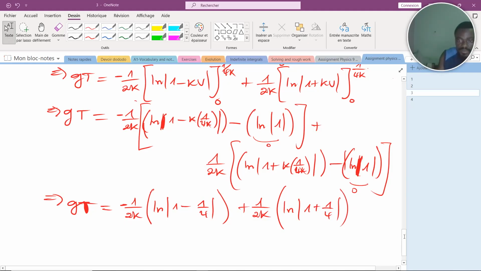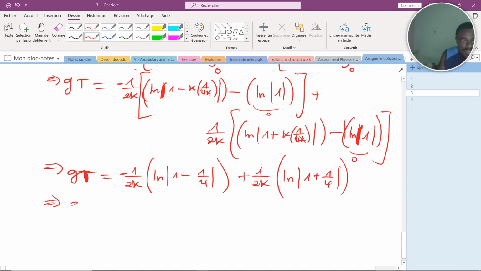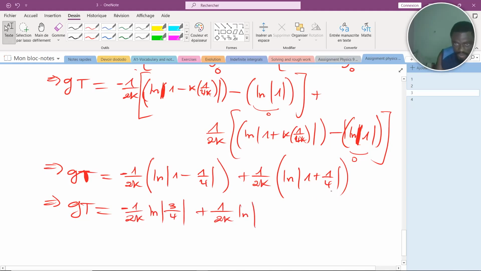Okay, perfect. So this implies our g capital T will be equal to, let me first simplify this. I'll have minus 1 all over 2k ln of the absolute value of what? 4 times this will give 4, minus this gives 3 on 4. So I'll have absolute value of 3 on 4, plus 1 all over 2k ln of the absolute value of what? This times this 4 plus this 5. So I'll have 5 all over 4, absolute value of 5 on 4.